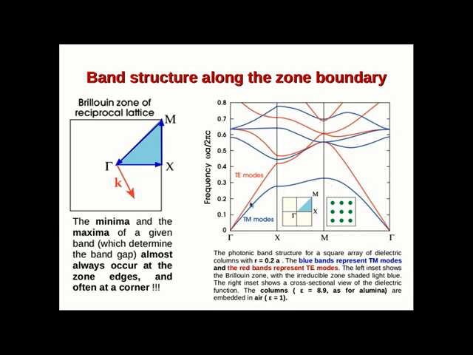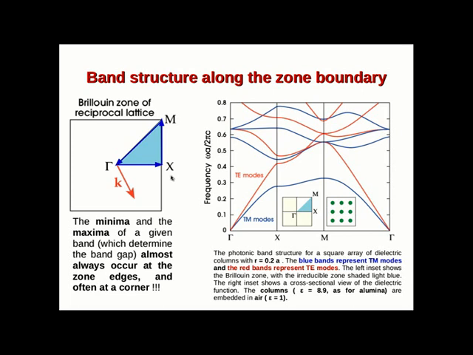Just like in this case, the maximum is appearing at this point, which is at the zone boundary at the corner M, and the minimum of the second band is appearing at this point, which is at the zone boundary at point chi. So almost always the maxima and minima of the bands occur at the zone boundaries and zone corners. So this is why it is not required to perform computation in the entire Brillouin zone. Only the periphery of the irreducible Brillouin zone is sufficient to be analyzed.